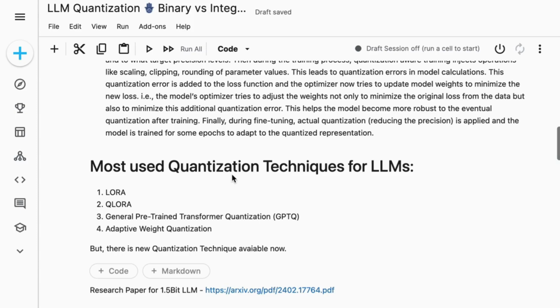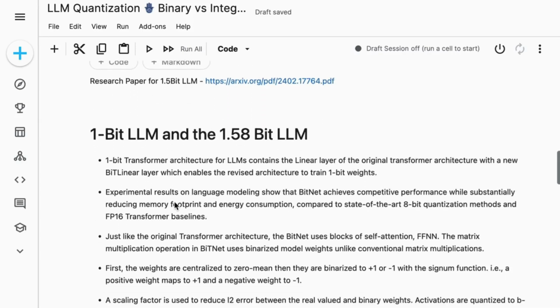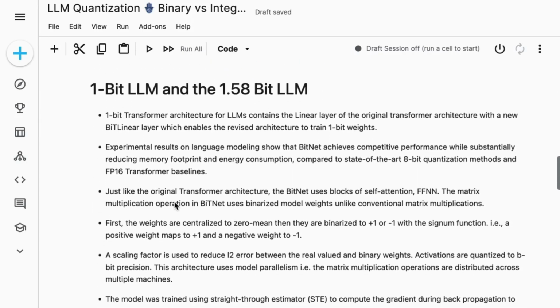Okay guys, now the new technique comes, which is called the 1-bit large language model and the 1.5-bit large language model. The 1-bit transformer architecture replaces the linear layer of the original transformer architecture with a new BitLinear layer, which enables the revised architecture to train 1-bit weights. Experimental results on large language models show that this BitNet achieves competitive performance while substantially reducing the memory footprint and energy consumption as compared to the INT8 quantization method as well.